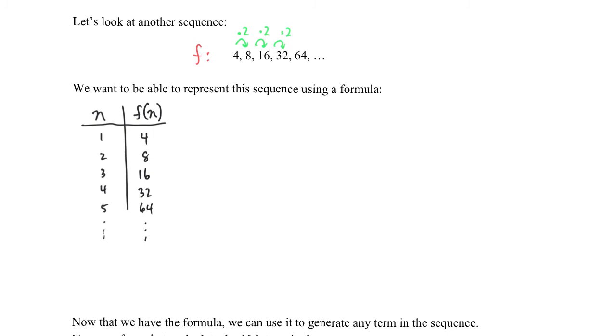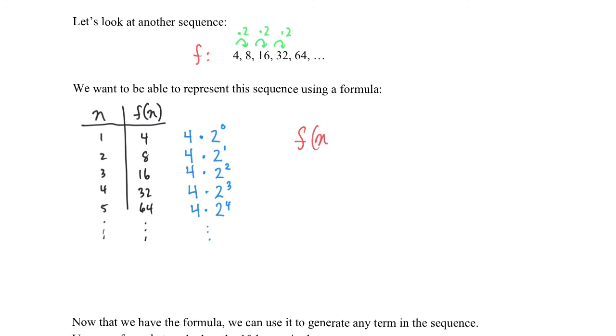Well, if you tried to figure out how to do this one, it would look something more like this. This one would actually be 4 times 2 to the 0 power. Anything to the 0 power is 1, so this would be 4 times 1. Then it would be 4 times 2 to the first power; 4 times 2 is 8. 4 times 2 to the second power; 4 times 4 is 16. 4 times 2 to the third power. 4 times 2 to the fourth power. Dot, dot, dot.